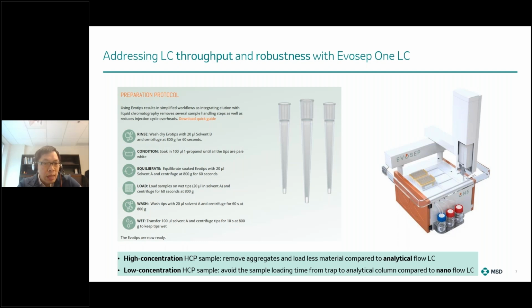For low concentration samples, either for vaccines or for cell or gene therapies, we often leverage the nano LC system, right? And also for the work we demonstrate later through the affinity purification approach for those low abundance HCPs, we leverage the nano LC system. Often, the sample loading step takes a significant amount of time. By leveraging the Evosep system, we are able to avoid the sample loading time from the trap to the analytical column. In this way, we are able to increase the throughput and also the robustness, because the tip, we often just use once.